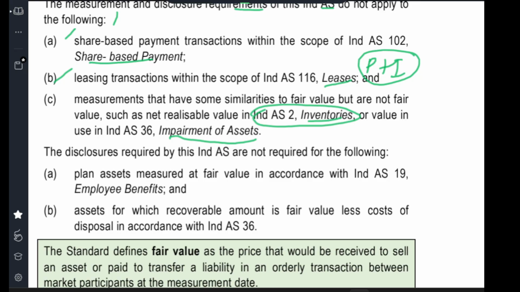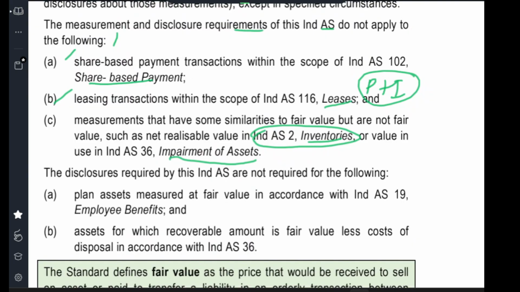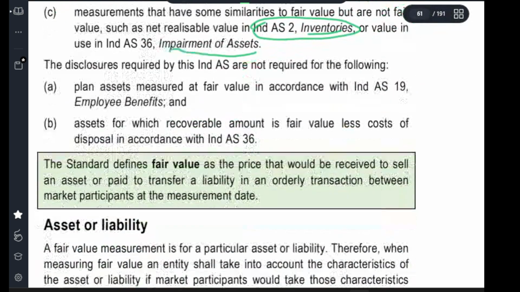Value in use, in case of India, is Ind AS 36. Impairment of assets: some assets can be used or removed from it. So in that case, fair value measurement you can't apply. These are the places in India where measurement and disclosure of fair value measurement can't be applied.